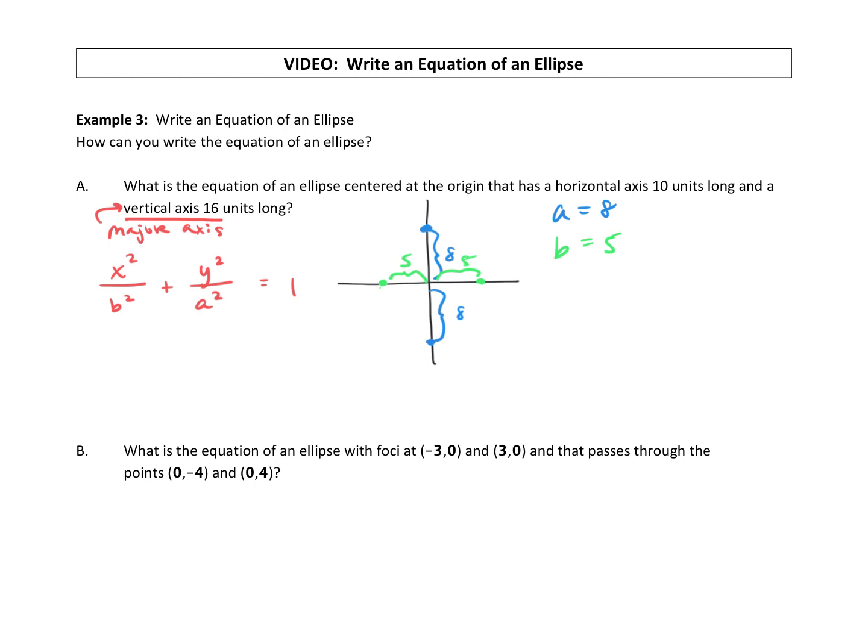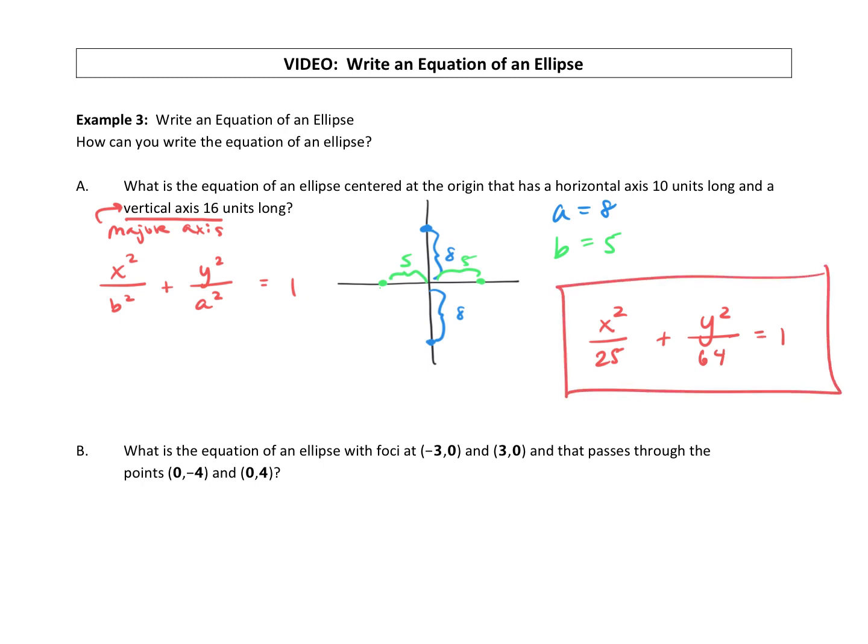So we have our equation, x squared over, here we're going to square our b value. Our b is 5. 5 squared is 25. Plus y squared over a squared. Our a value is 8, so we square the 8 and get 64. And it equals 1. And that's all we had to do.